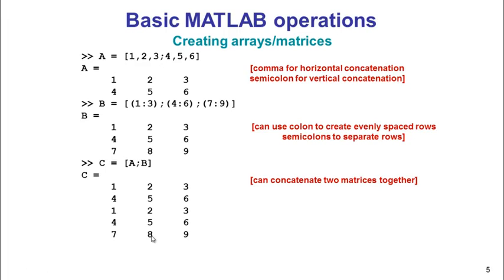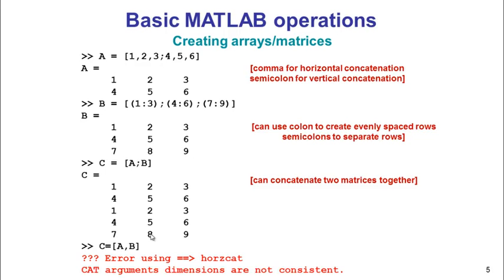That concatenates 2 matrices together. Now what if we typed instead c equals a comma b? In that case we would get an error, and it would say this: error using horzcat. Cat argument dimensions are not consistent.